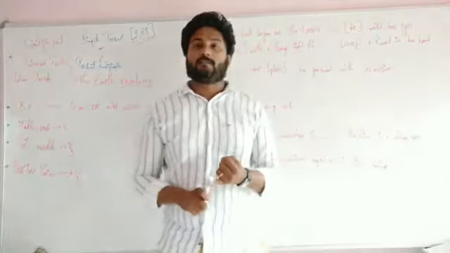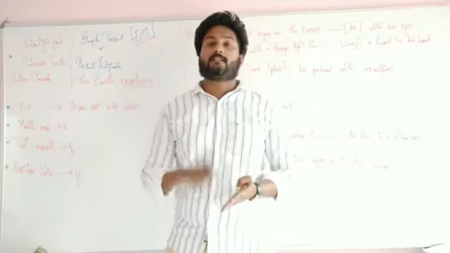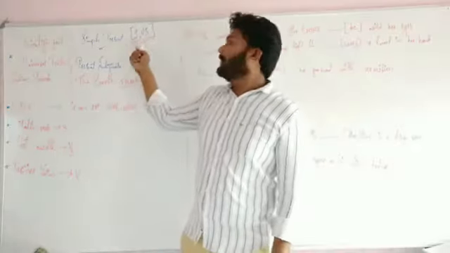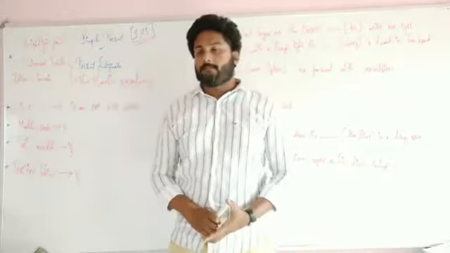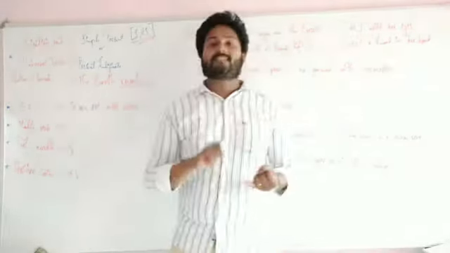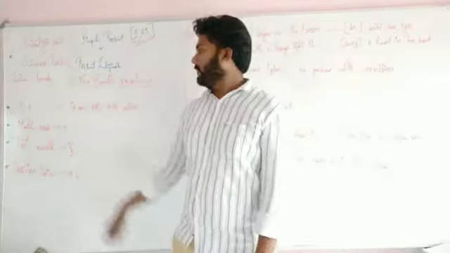First, the universal truth, scientific fact, idioms and phrases: then it should be simple present tense, with the usage of s or es. And the next one, B form words. B form words are is, am, are, was and were. These are the B form words.